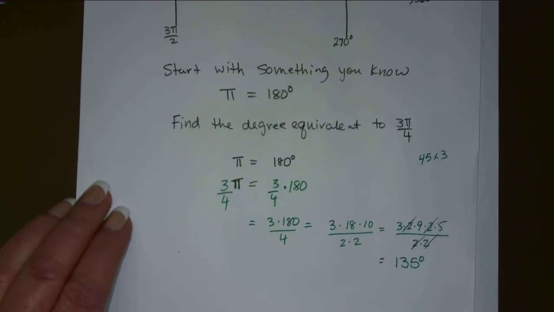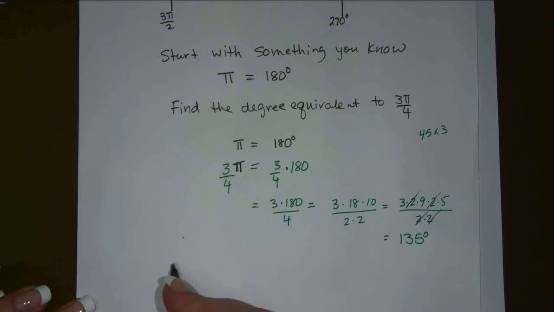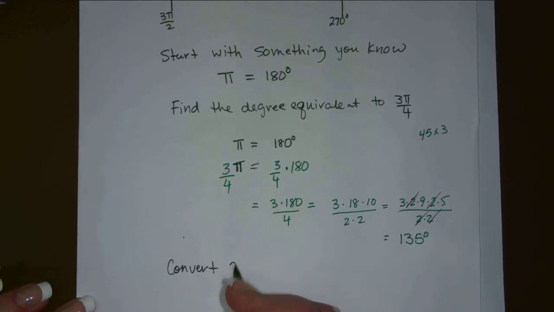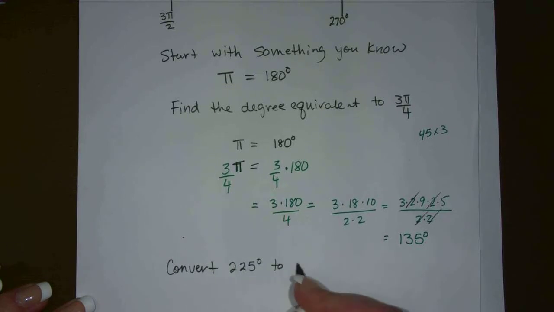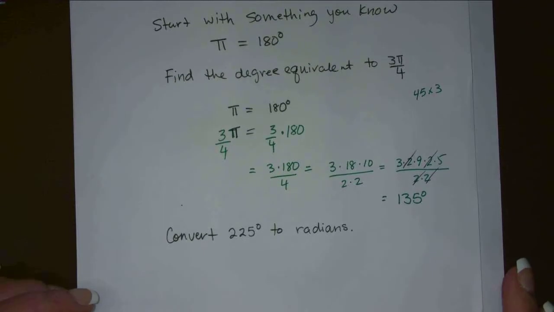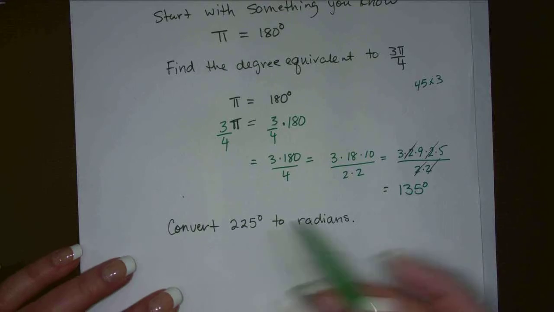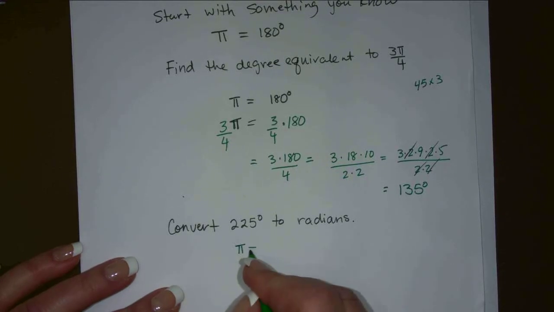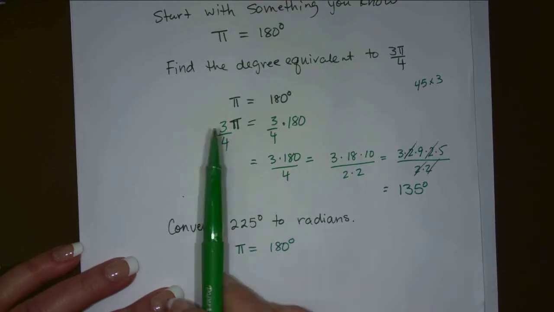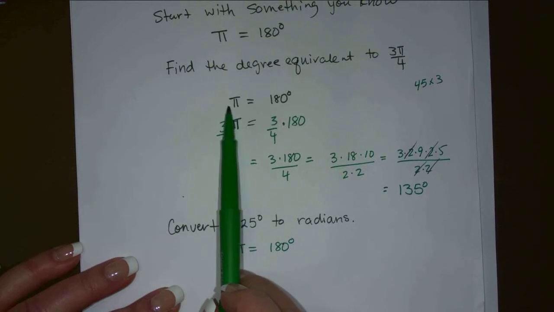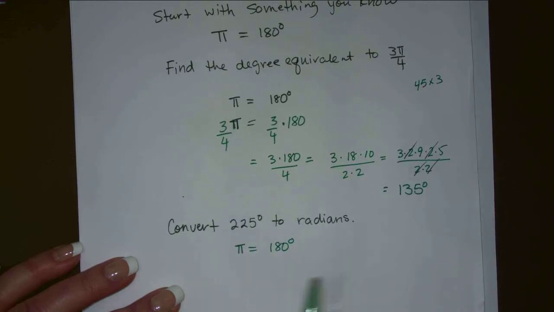Now, if I gave you, say, convert 225 degrees to radians. It's a little bit trickier to do it this way, but we'll look at it. So again, start with something you know. So we know pi is equal to 180. Now, this one's a little trickier. Up here, we wanted this to be 3 pi over 4, so we just multiplied by 3 and divided by 4. Here, we want this side, the degree side, to be 225. So that's not as obvious what we do.